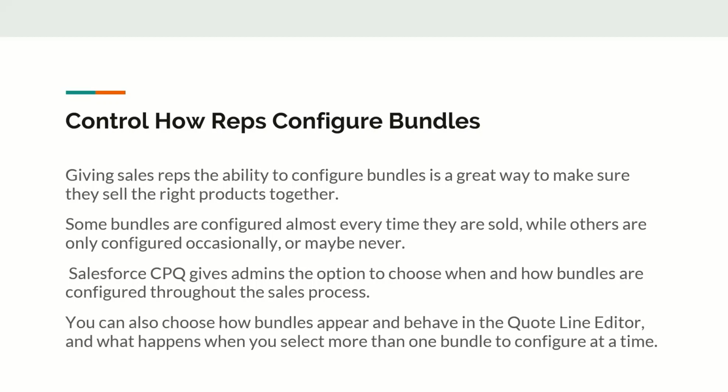Some bundles are configured almost every time they are sold, while others are only configured occasionally or maybe never. Say you are buying a laptop, and mostly you will require RAM, a processor and storage. You can have a choice of 8 GB RAM, 16 GB RAM or 4 GB RAM, and what processor you are looking for, like i3, i5, i7. These are some of the product options you have, so you need to configure it accordingly.